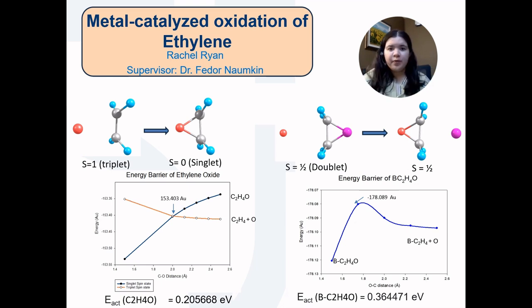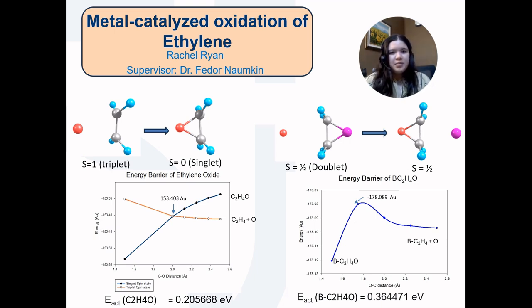The only barrier we found was when oxygen attached to the boron-ethylene intermediate. It was around 0.36 electron volts. This is higher than the barrier for ethylene and oxygen, which is around 0.205 electron volts. However, the reaction in the presence of boron occurs without the change of spin state, which makes it more likely to occur. We checked boron attachment to ethylene and the detachment from ethylene oxide. The attachment to ethylene is barrierless, and the detachment has a barrier that requires energy around 0.33 electron volts.